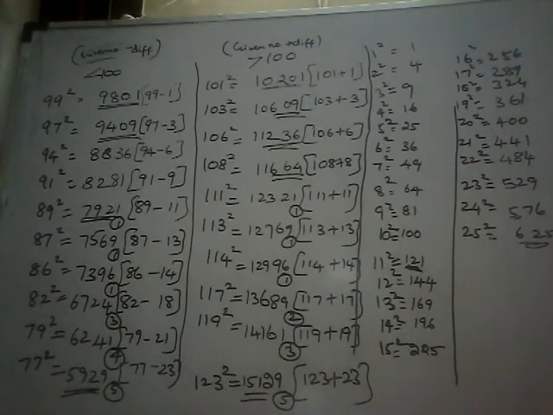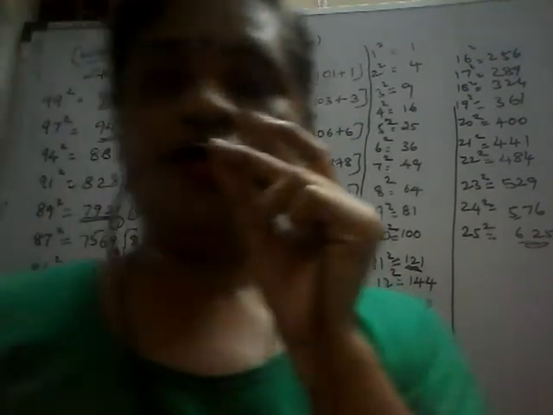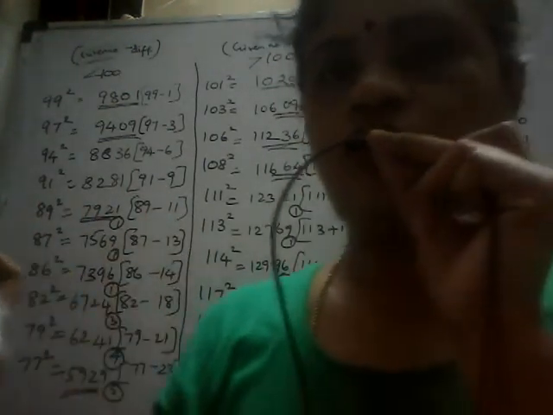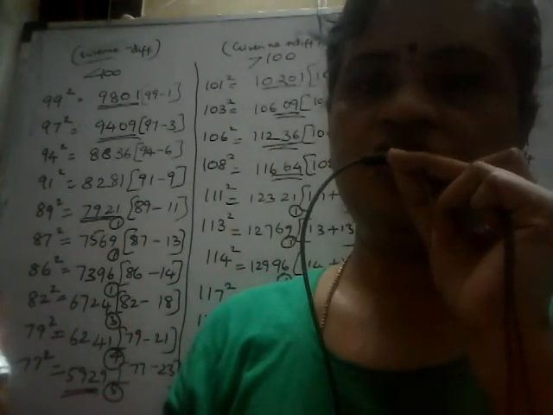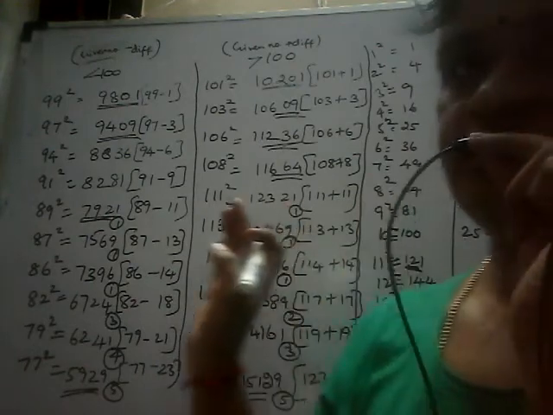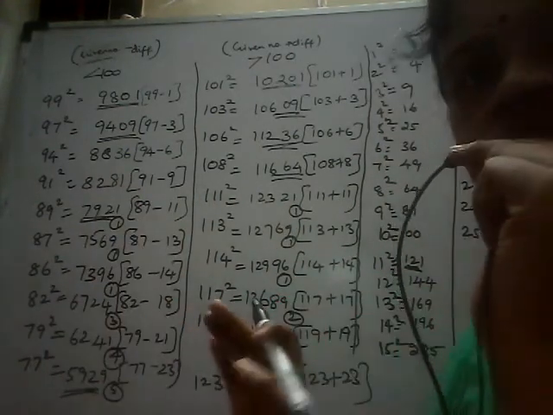So in this procedure, you can do it from 75 square to 125 square. For that, you should find the difference from 100, not 50. Up to 75 only you have to use the digit 50. Above 75 you have to use the digit 100 for finding out the differences. Okay.